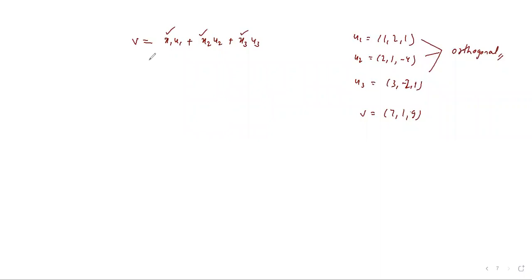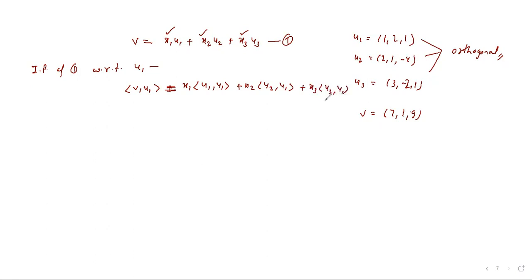How will we do that? So we have v. What will we do? Let's take the inner product of this equation, let's name it equation 1, with respect to u1. So we get ⟨v, u1⟩ equals, expanding with the linear property step by step, x1 ⟨u1, u1⟩ + x2 ⟨u2, u1⟩ + x3 ⟨u3, u1⟩. Now these vectors are orthogonal, so the inner products of u2 and u3 with u1 are going to be 0. The remaining part is the first term, so x1 would be equal to ⟨v, u1⟩ upon ⟨u1, u1⟩. And ⟨v, u1⟩ is the inner product of the v vector and the u1 vector.